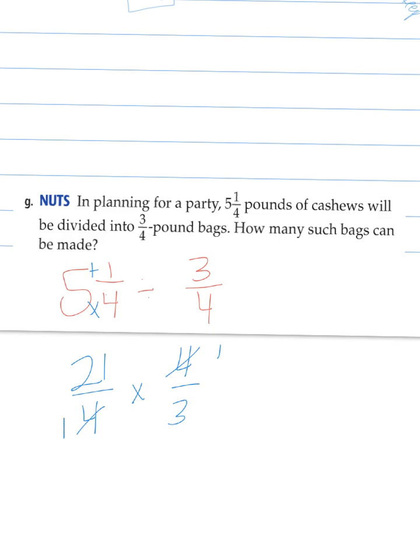And I know 3 can go into both 3 and 21. Okay. 7 times 1 is 7. 1 times 1 is 1. So I can fill 7 bags with that amount of cashews.